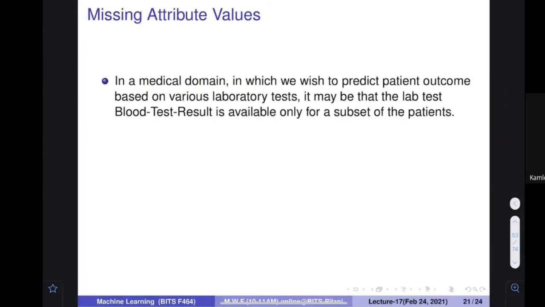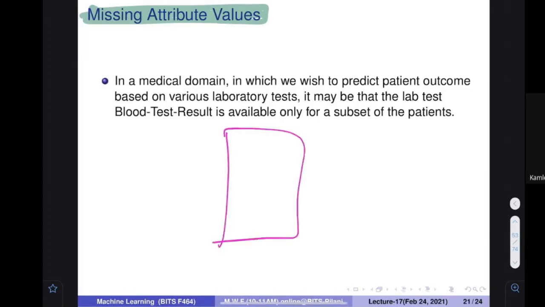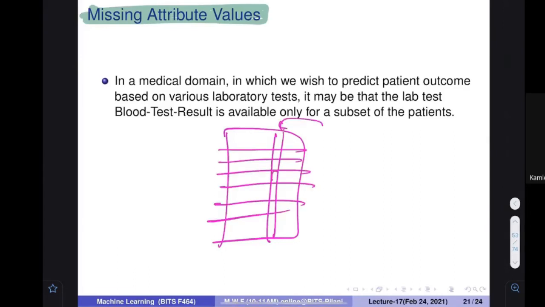What can you do with a missing attribute value, if an attribute does not have a value? Suppose you have a database where a lot of values are available, but for some attribute this value is not available. What would you do? One method says you find the most expected value. For example, if this contains only 0 and 1, see whether zeros are more or ones are more. If ones are more, you put that value over here.